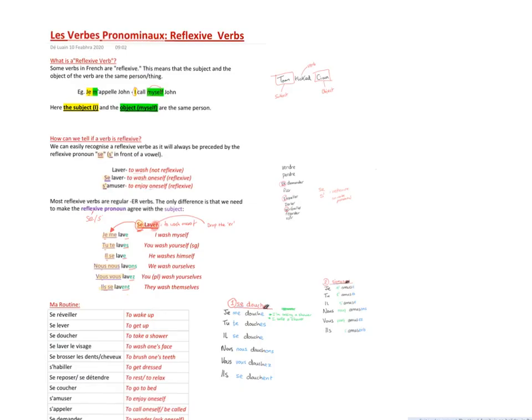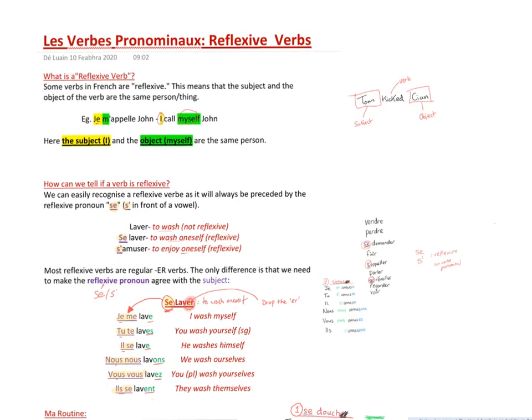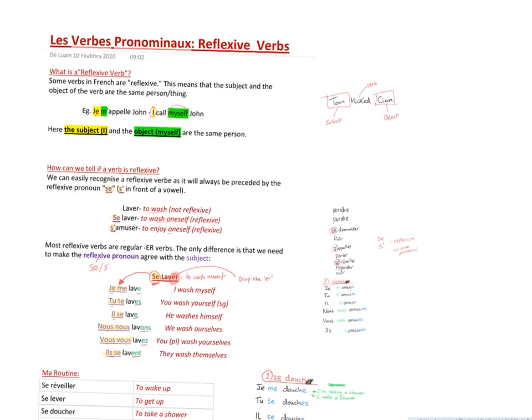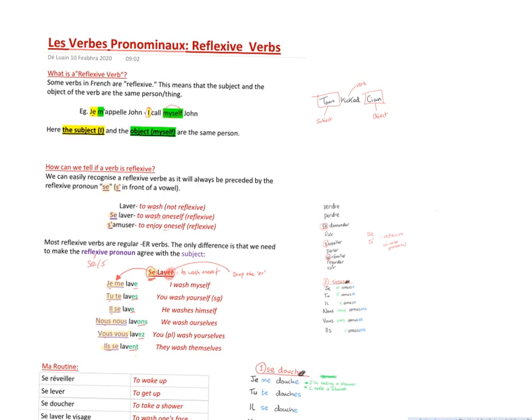Ok, so merci bien pour tout ça. J'espère que c'est plus clair. I hope it's a bit more clear now about what a reflexive verb is. So remember, what is a reflexive verb? A reflexive verb is a verb that has the same subject and object. Je m'appelle Jean. I call myself John. How can we tell if a verb is reflexive in French? We can tell because we know to look out for that se or s apostrophe, the reflexive pronoun in front of it in the infinitive.